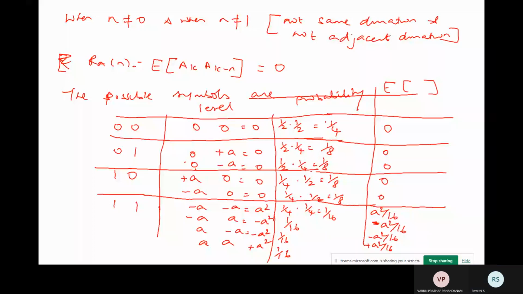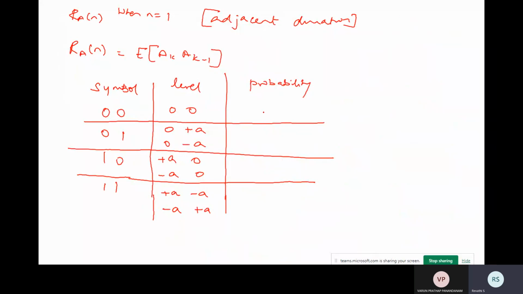Okay, but here you have to distribute the probability such that you are getting 1. So for 0 0, we will write 1 by 2 into 1 by 2, which is nothing but 1 by 4. 0 with A, 1 by 2 into 1 by 4, 1 by 8. 0 with minus A, 1 by 2 into 1 by 4, 1 by 8. Here 1 by 4 into 1 by 2, 1 by 8, and 1 by 4 into 1 by 2, 1 by 8. Okay, now what you have to write is plus A and minus A.